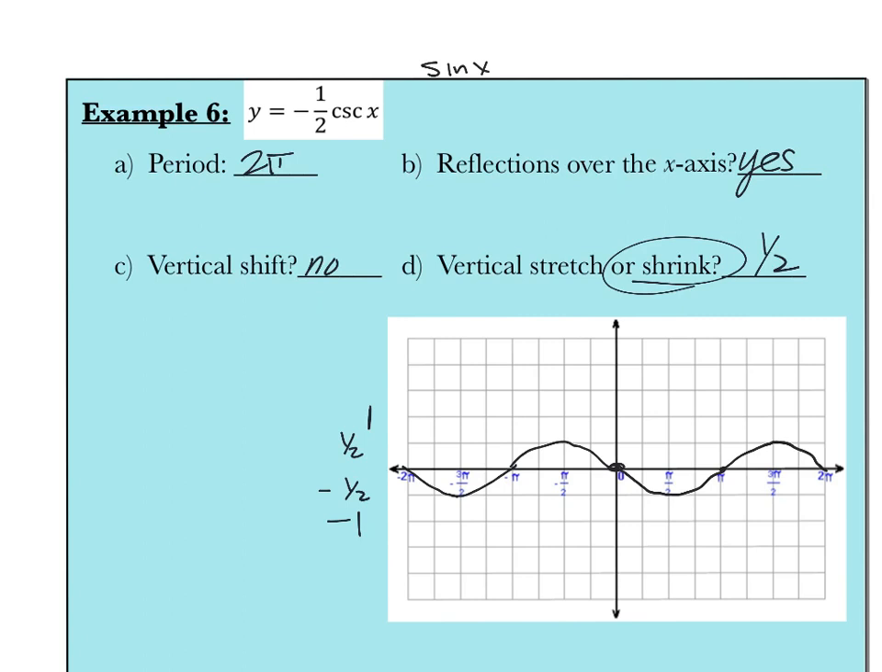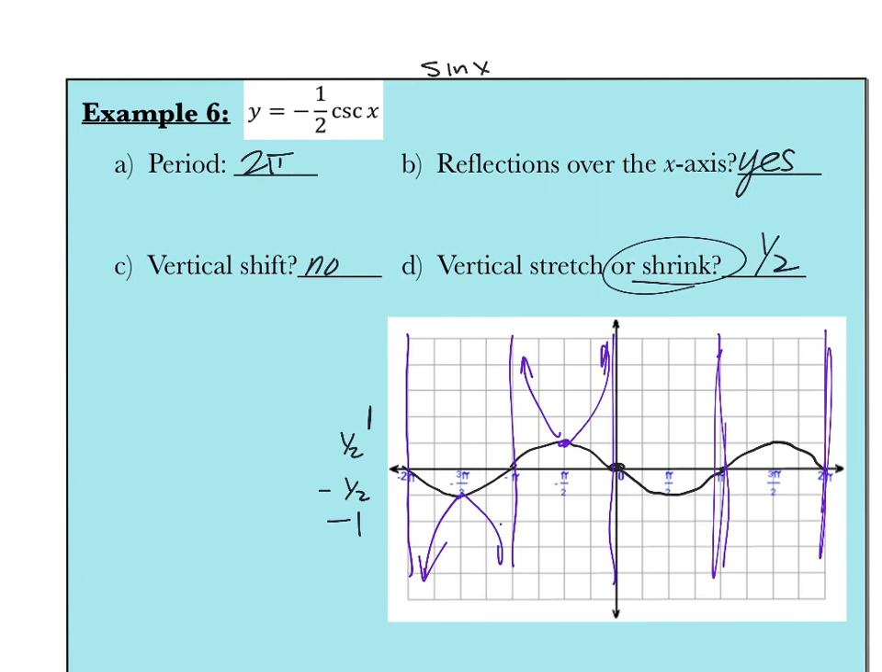So then, what does cosecant look like? Well, draw your asymptotes, and then sketch your U-shapes from there. Like that. Okay, that's what you're looking at.